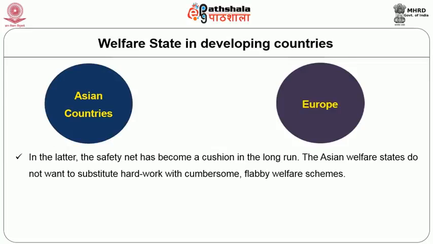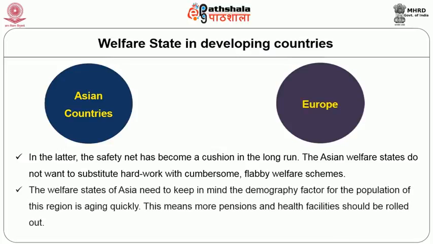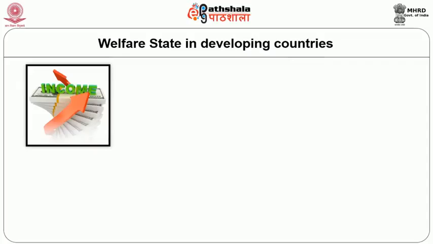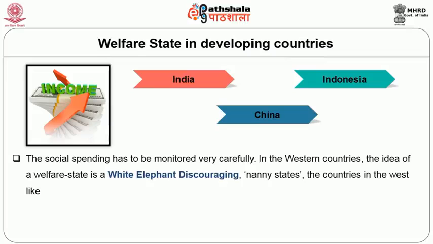The Asian welfare states do not want to substitute hard work with cumbersome, flabby welfare schemes. The welfare states of Asia need to keep in mind the demographic factor, for the population of this region is aging quickly. This means more pension and health facilities should be rolled out. The huge income disparity in countries like India, Indonesia, and China makes the idea of a welfare state a very difficult task. The social spending has to be monitored very carefully. In the Western countries, the idea of a welfare state is a white elephant, discouraging many states.